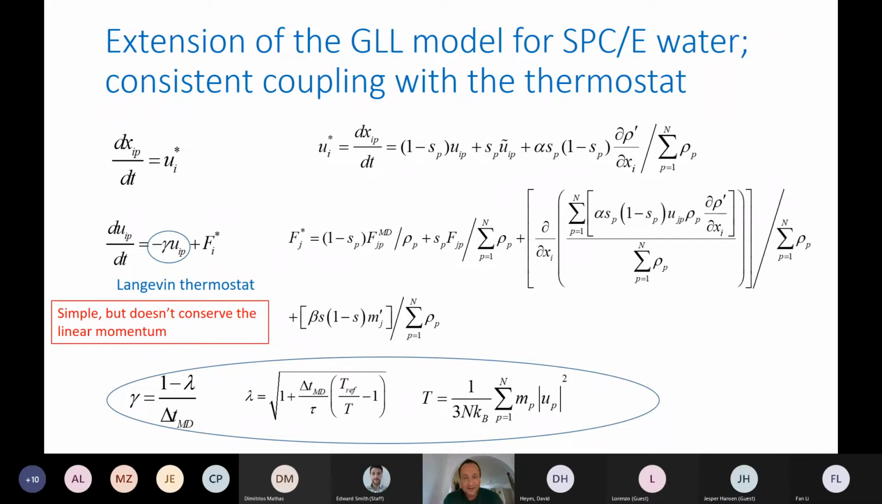Typically, of course, when doing molecular dynamics simulation of water in a sufficiently large ensemble, we need to apply some thermostat to account for the unbalanced energy of the system. There are different options. One of the simplest options is the Langevin thermostat. It's simple, like I said, but the problem with this thermostat could be that it doesn't conserve the linear momentum in comparison with some other thermostat.